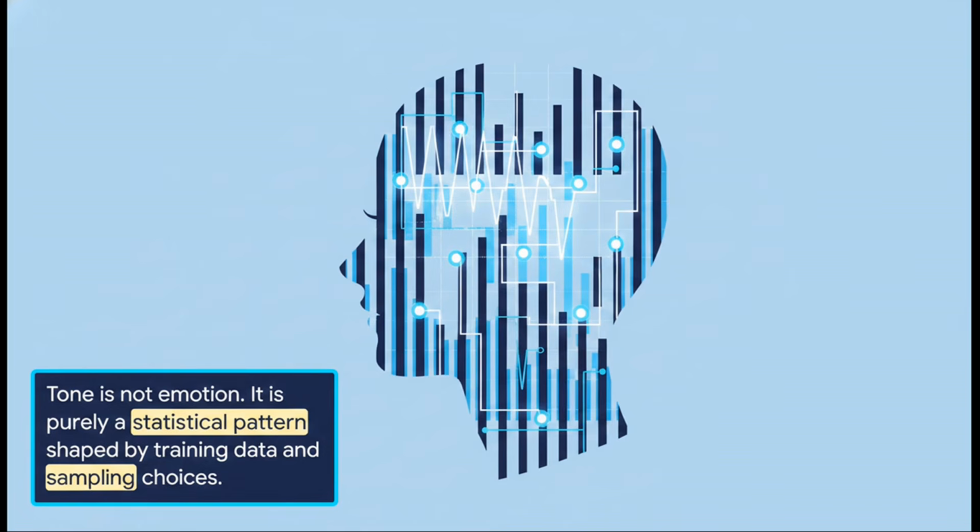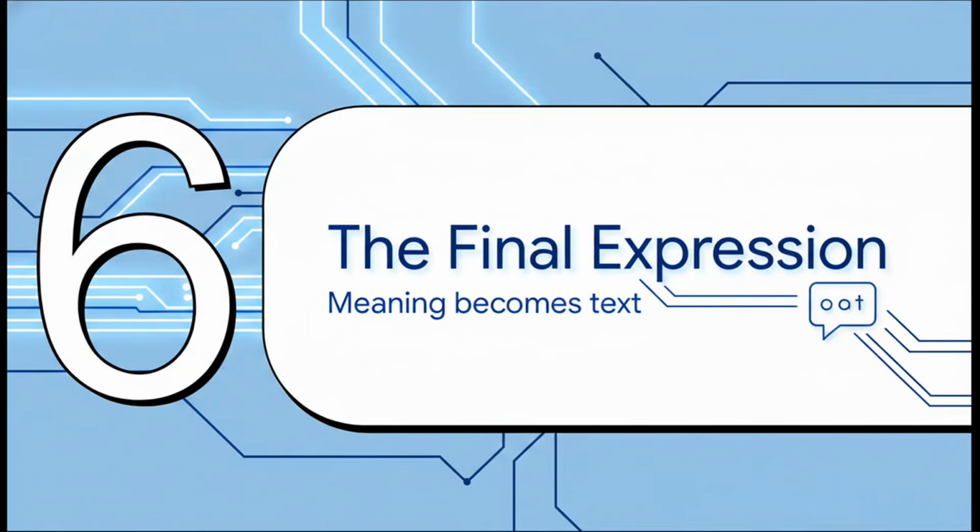And as it wraps up that sequence, we naturally perceive how the model sounds. But remember this, and it's absolutely crucial: tone is not emotion. It is purely a statistical pattern. A model's style comes entirely from its training data combined with those decoding settings we just talked about. Those sampling choices literally shape exactly how the AI speaks and dictate whether it sounds calm, highly technical, or super expressive.